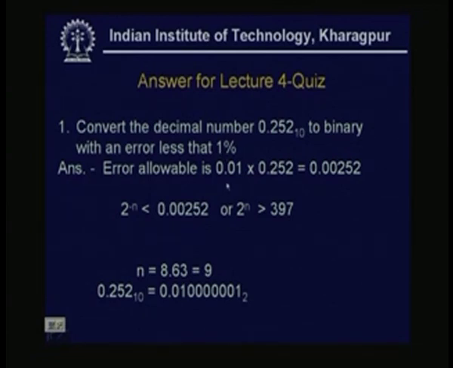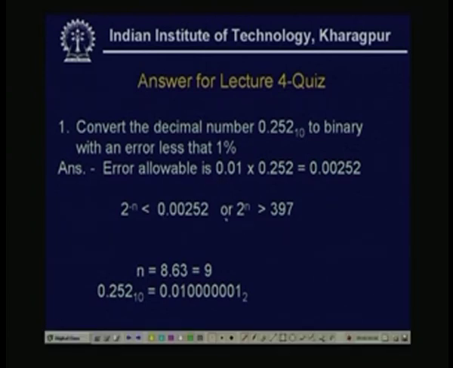The first question was to convert the decimal number 0.252 to binary with an error less than 1%. As the error is 1%, what will be the error on 0.252? We multiply 0.01 into the number 0.252, so this is equal to 0.00252.